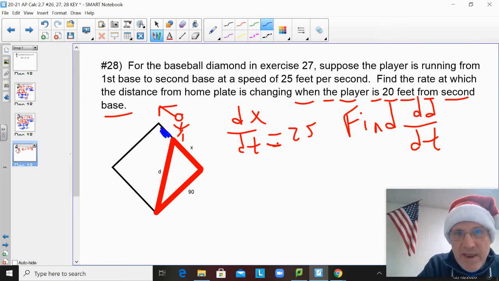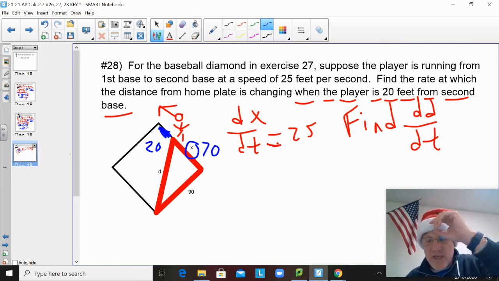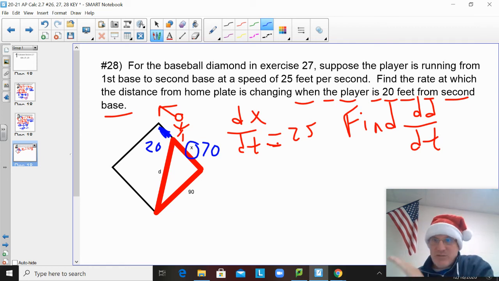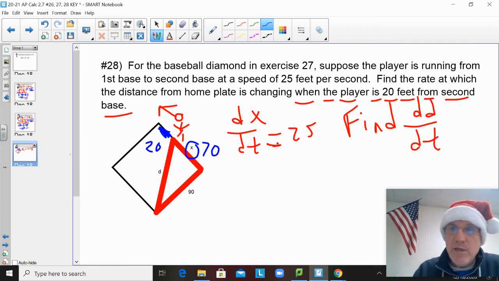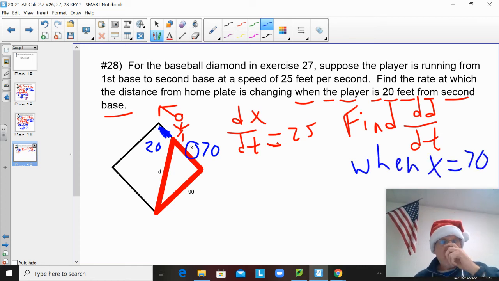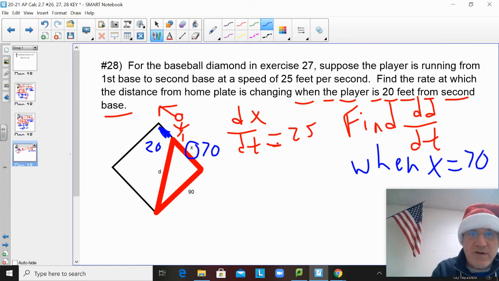That distance right there is his distance to second base. When that is 20, you've got to know that x is actually 70. So it's very tricky. This problem could have said, find this rate when the player is 70 feet from first base, because that's the distance we call x. So you've got to know that this wants to know dd/dt when x equals 70. Real easy to put 20. All right. From here, it's very similar.